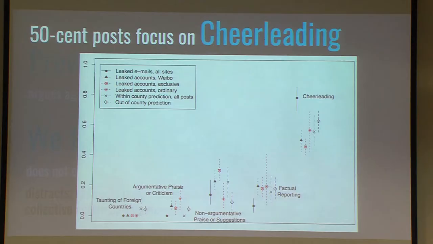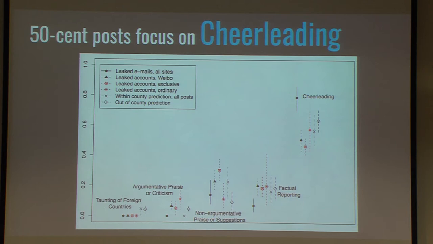And in this plot, we're dividing content into five categories. The important thing is that all of this stuff is in cheerleading, so motivational, inspirational content. And the different bars are different data sets moving from the leaked data to our set of predicted 50 cent accounts. And we also validate this observational analysis with a survey where we ask people if they're 50 cent party members, not quite like that. And we compare the responses of those we know to be 50 cent and those we predict.